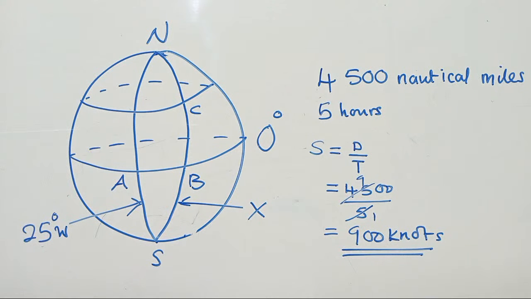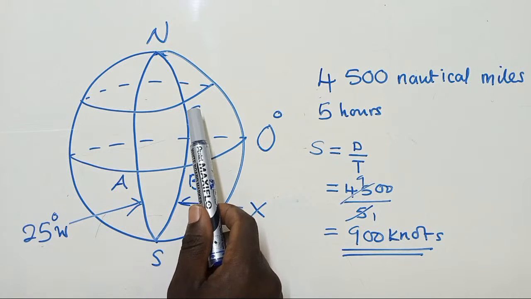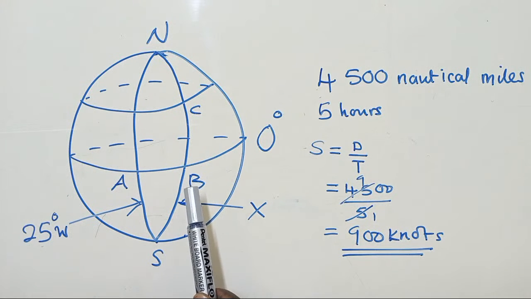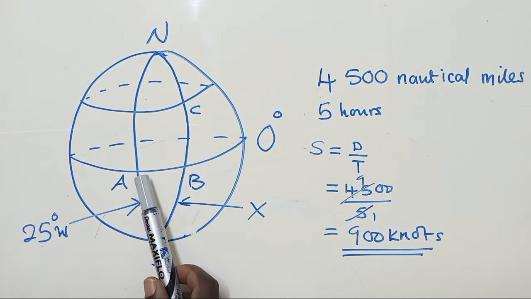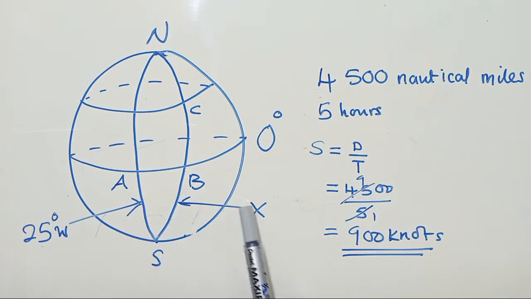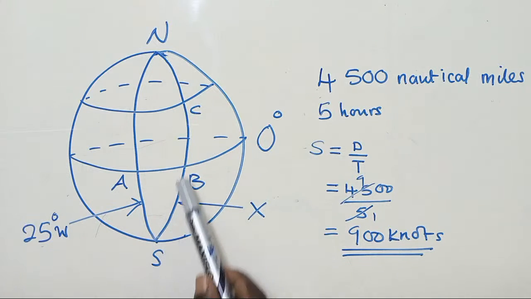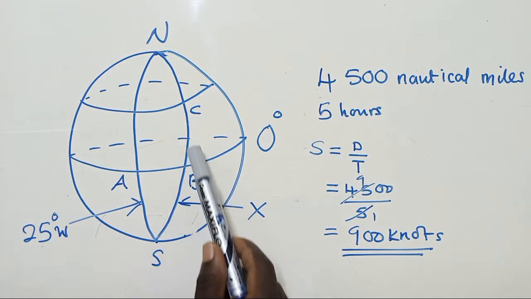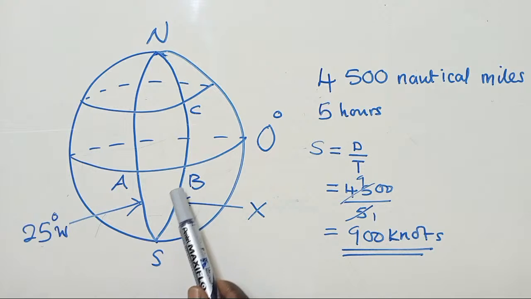The next question reads, if town C over here is 5 hours ahead of town A, find the longitude marked X. So we need to find this longitude over here, okay? So how do we find this longitude right here?